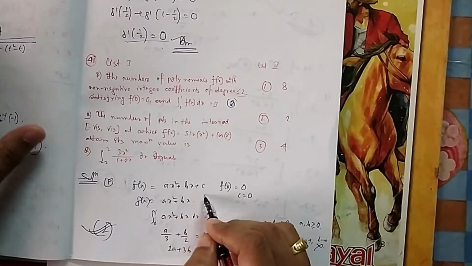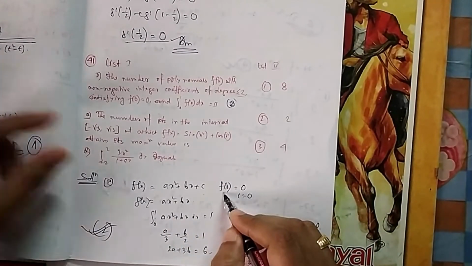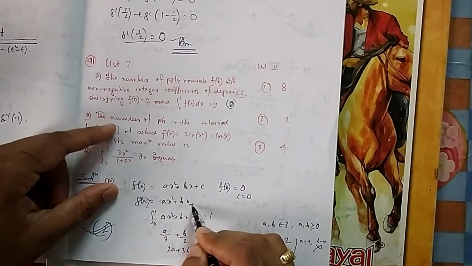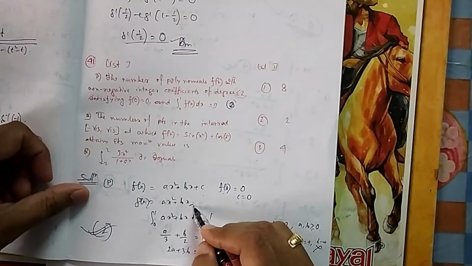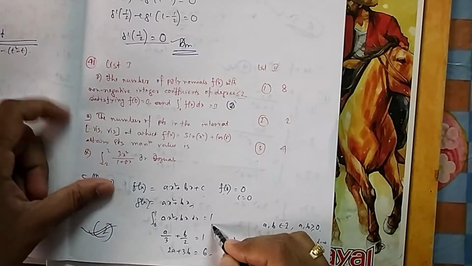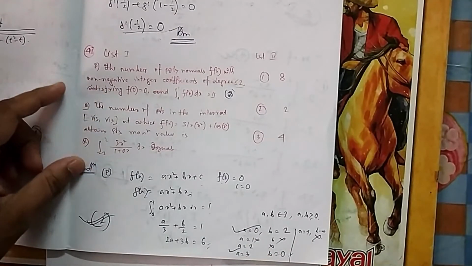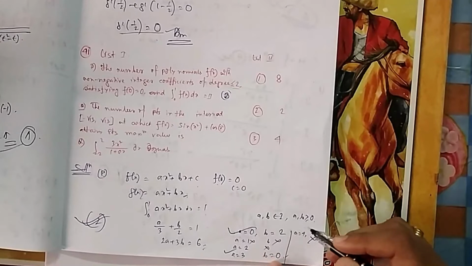So a degree 2 polynomial is this one, and they have given f(0) equal to 0. So if you put 0, your c will obviously be 0. So your f(x) for second degree, if I start from 2, is of this fashion. So this integration they have given 1. If you integrate this one, you will find this function as 1: 2a plus 3b equal to 1. So it is given a, b both should be integer and non-negative.